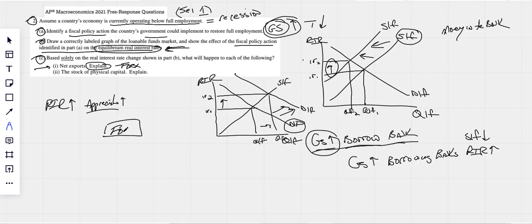I like to do the FOREX like this. It's the big FOREX in the sky somewhere. We have U.S. citizens here. We have, let's say, Indian citizens here.